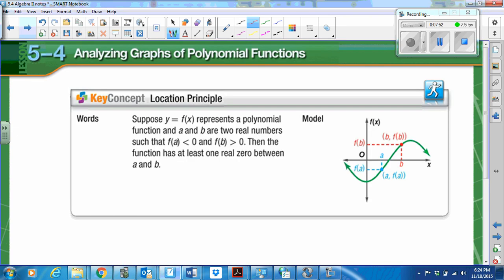Location principle. Suppose y equals f of x represents a polynomial function and a and b are two real numbers. And when you plug a into the function, the output is less than 0 or negative. And when you plug b into the function, the output is greater than 0 or positive. What that means is that the function has to have at least one real zero between those values. In other words, if the outputs went from negative to positive, then it must cross the x-axis between those 2 points on the x-axis.